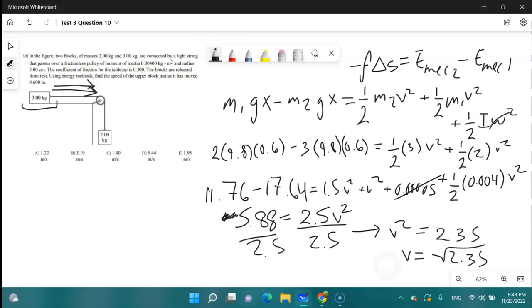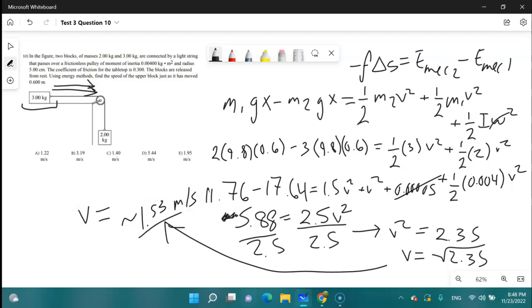Our final answer is a velocity of around 1.53 meters per second. So that's our final answer, 1.53 meters per second. And among these answer choices, the one that's closest to this value is 1.40 meters per second, option C.